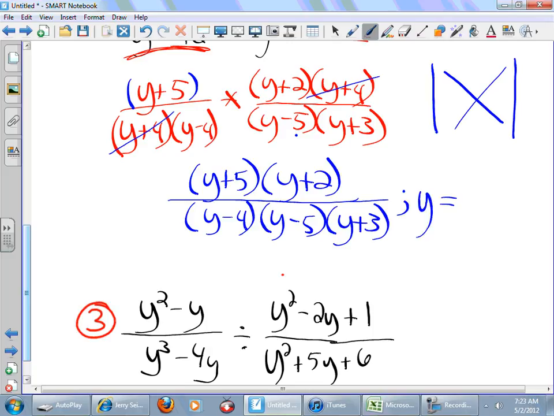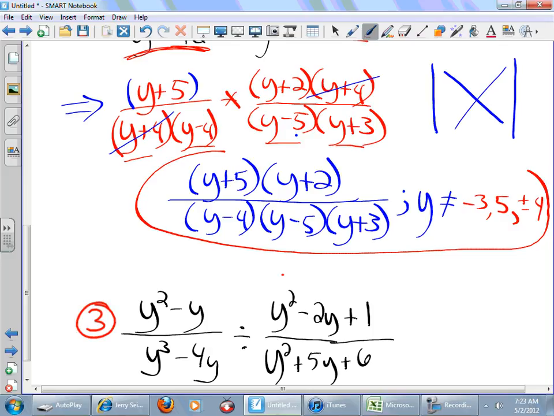Don't forget to state your restrictions, and I'm going to do my restrictions from this line before I crossed out in blue. So I see that y cannot be -4, cannot be +4, cannot be +5, cannot be -3. So -3, 5, and plus or minus 4. If I make y any of those numbers, my denominator turns to 0, and I can't do the problem.